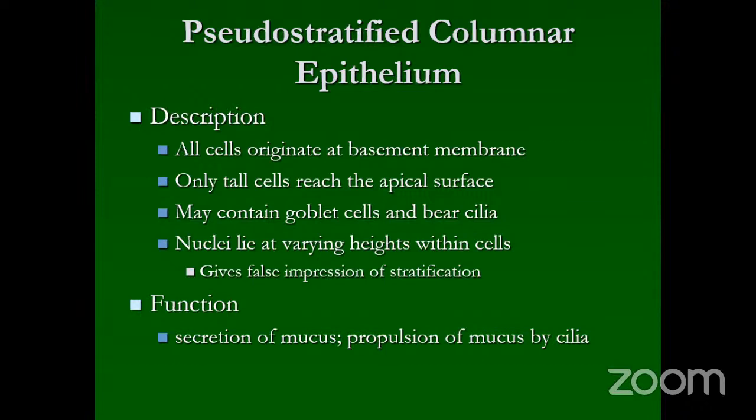So all cells originate at the basement membrane and they will form tall cells which will go and reach the apical surface. So whenever we see, it looks like they are layer by layer, but they are not like that. They are almost single layer. They also contain goblet cells and they bear cilia.